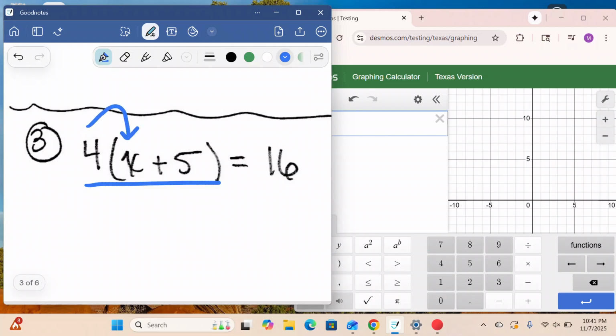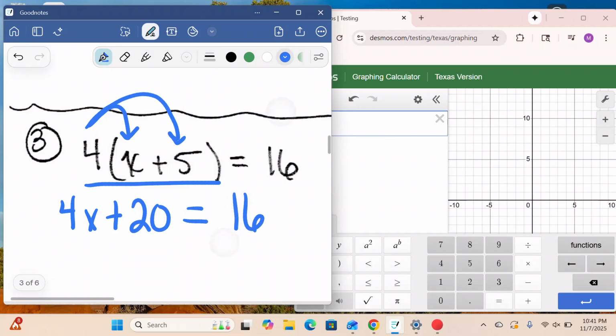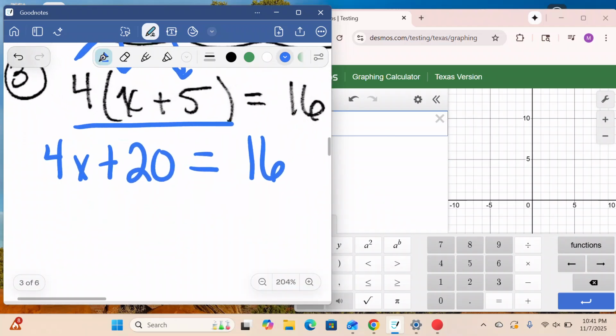I am going to distribute the 4 into the x and the 4 into the 5. 4 times x is 4x. And then 4 times 5 is positive 20. And then I'm done with that side. I'm going to bring down my equal sign, and then I'm going to put 16. Now I'm down to a simple equation. I'm going to go ahead and draw my railroad track.